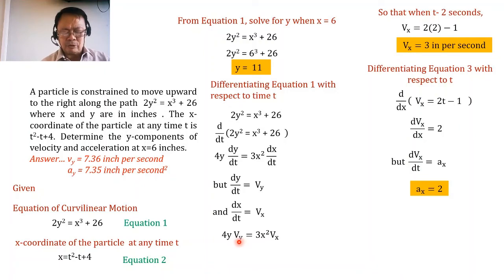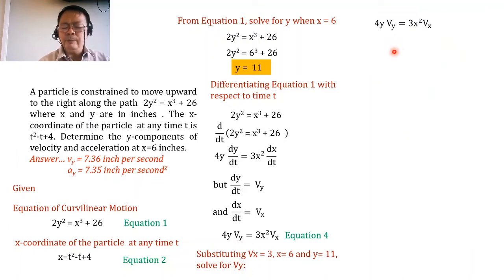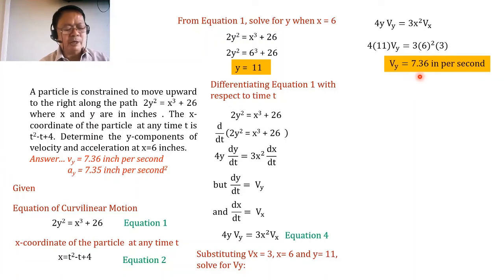So from here, we can compute for the y component of the velocity. We will be substituting v sub x equal to 3, the value of x which is 6, that's given, and the value of y which is 11, is substituted. So from here, masosolve natin ngayon yung ating v sub y. If we substitute our values, it becomes 4 multiplied by 11 multiplied by v sub y equal to 3 multiplied by 6 squared, multiplied by 3, so that our v sub y is equal to 7.36 inch per second, as shown here as our answer.